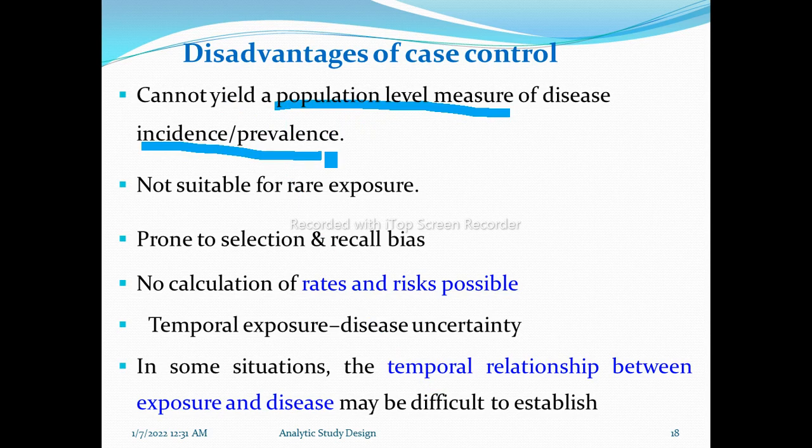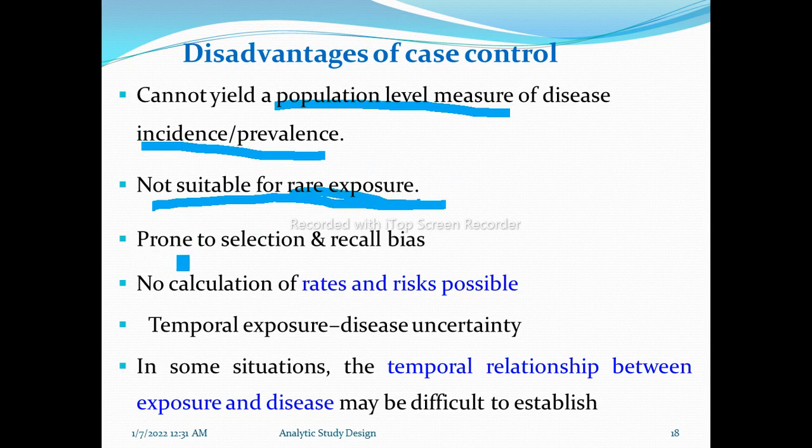So this is, if cases and controls are selected from the hospital, they will not show a population-level measure of incidence. Not suitable for rare exposure. They are suitable for rare disease, but not suitable for rare exposure. For rare exposure, a cohort is important.